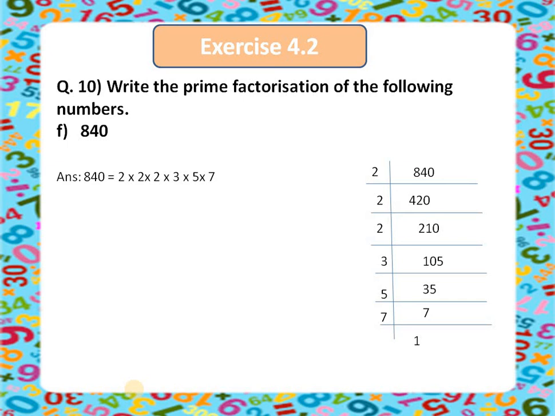We are going to check our answer like this. 2 2s are 4, 4 2s are 8, 8 3s are 24. 24 multiplied by 5 will give you 120, and 120 multiplied by 7 will give you 840.